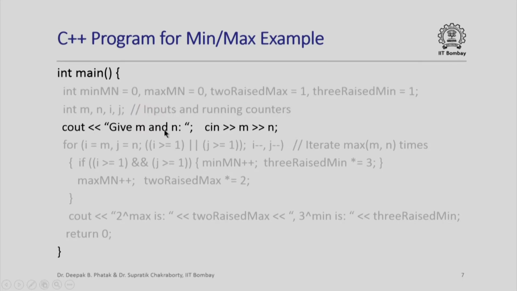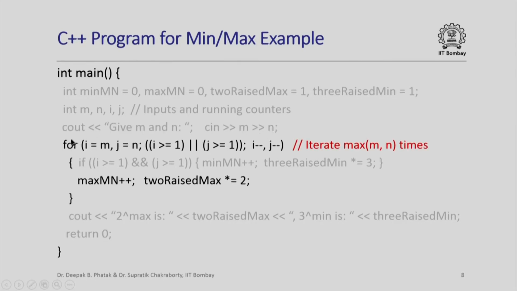I first ask the user to give me the values of m and n, and I read in the values of m and n. Then I create one single for loop in which, in the initialization part, I have used 2 assignment expressions separated by a comma. Recall that this becomes one compound expression in which the component expressions are evaluated from left to right, and when these assignment expressions are evaluated, as their side effect, the value of m gets assigned to the variable i, and the value of n gets assigned to the variable j. So as a result of evaluating this compound expression, I have effectively initialized the values of i and j to those of m and n through side effects.